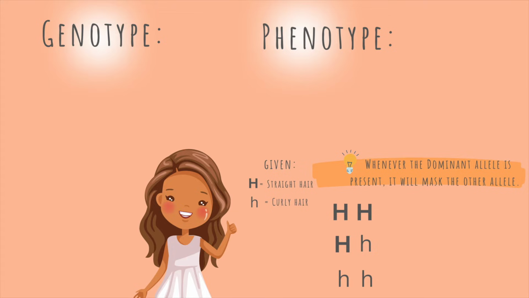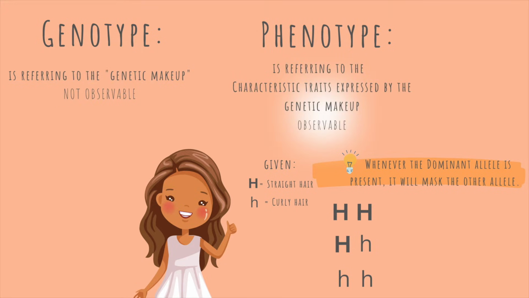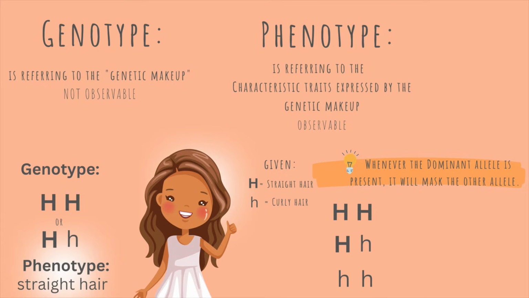we're going to start referring to these allele pairs as genotypes. Genotype is the letter combinations, and genotype refers to the genetic makeup. The genotype is not visible, as opposed to the phenotype. Phenotype is referring to the characteristic traits expressed by the genetic makeup. The phenotype is observable. For example, this girl's genotype is big H, big H, or big H, little h. Her phenotype is straight hair.